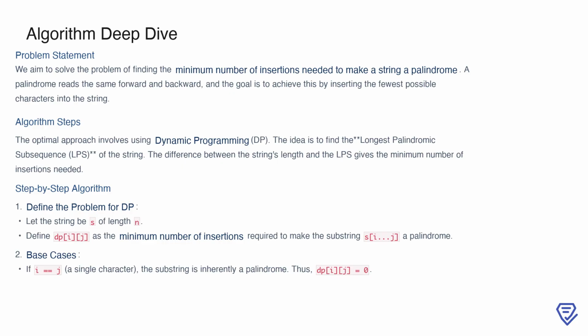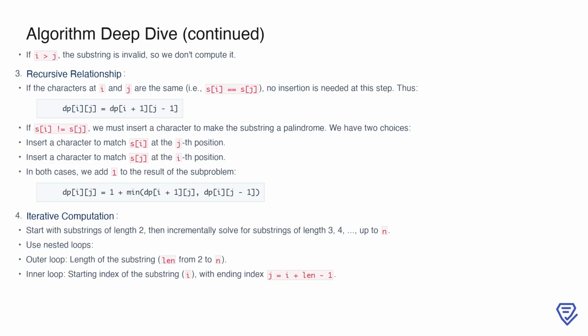First, we define a DP table where dp[i][j] represents the minimum insertions required to make the substring from index i to j a palindrome. For our base cases, if i equals j, we know that a single character is inherently a palindrome, so no insertions are needed, and dp[i][j] is 0 in this case. If i is greater than j, the substring is invalid, so we don't compute any value for it.